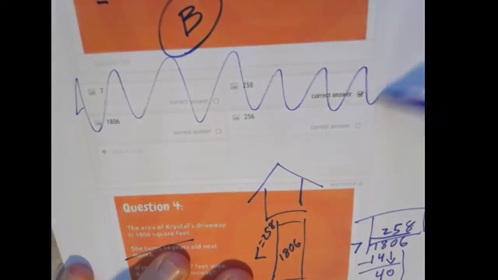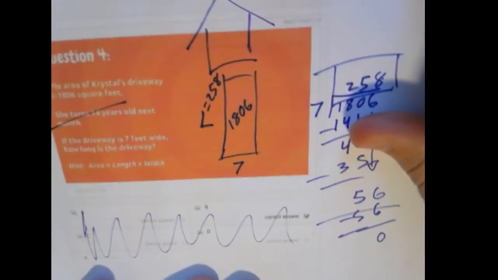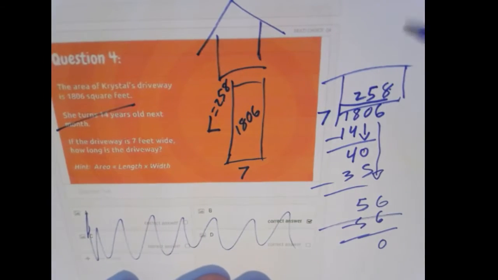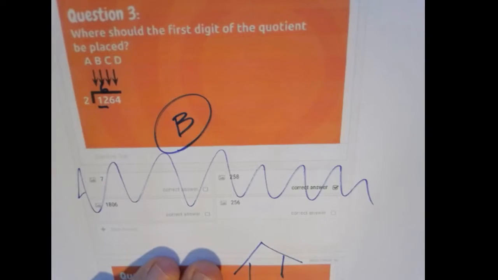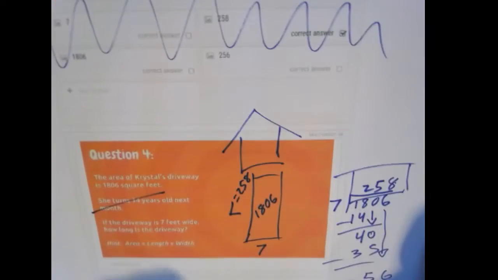Don't worry about these here. I need to switch the answer choices for those. I'll fix that on the quiz when it goes live. But you should have gotten 258 for this one, and the answer for that question 3 was B.